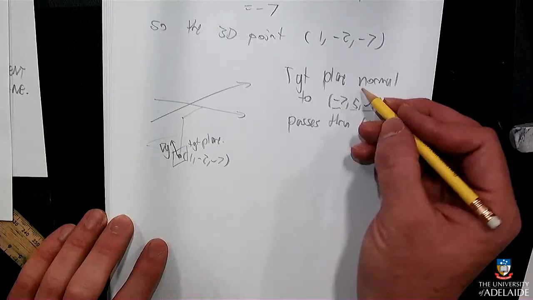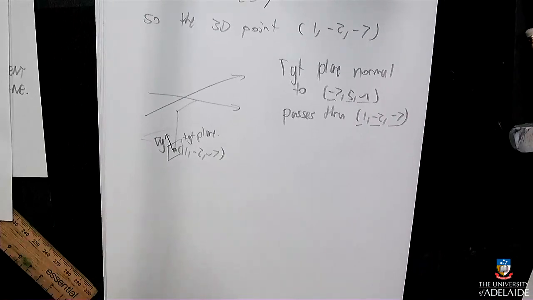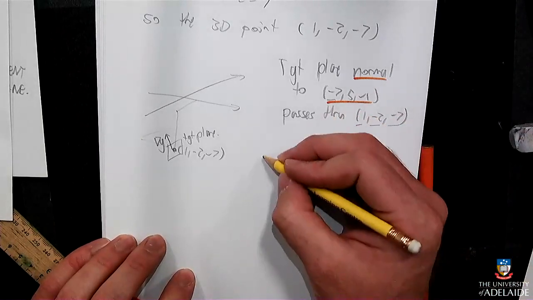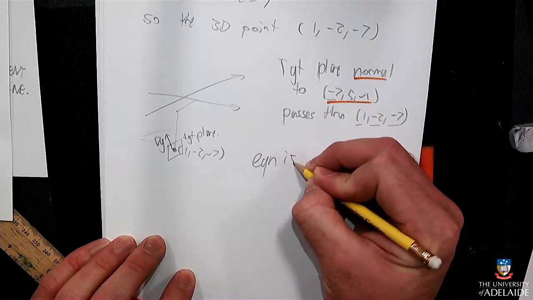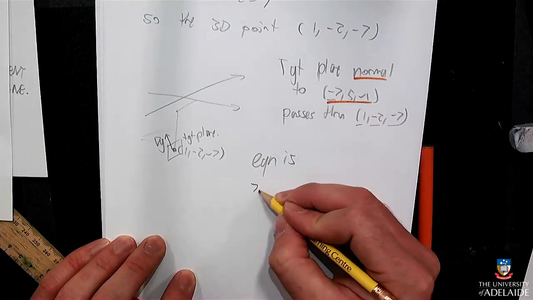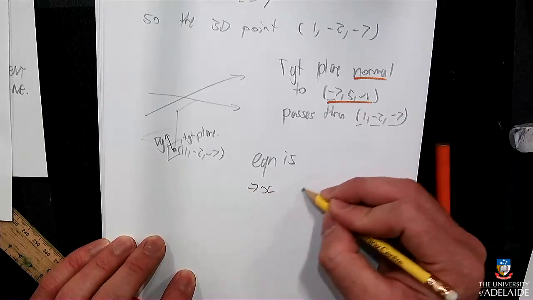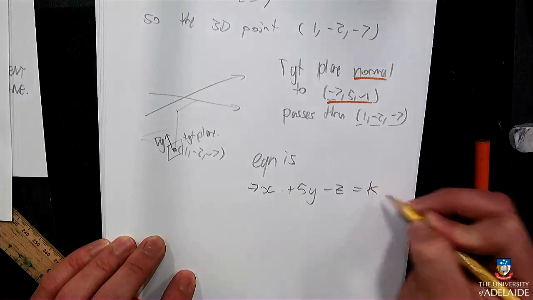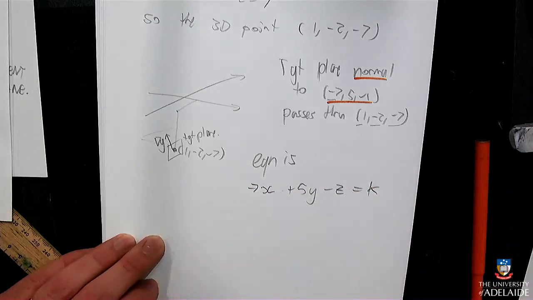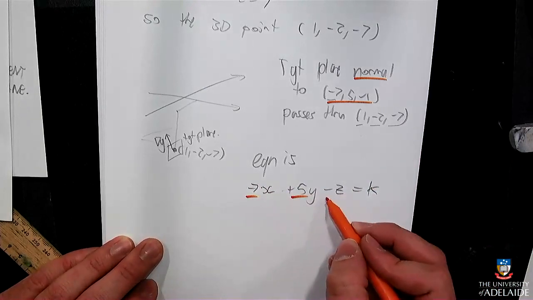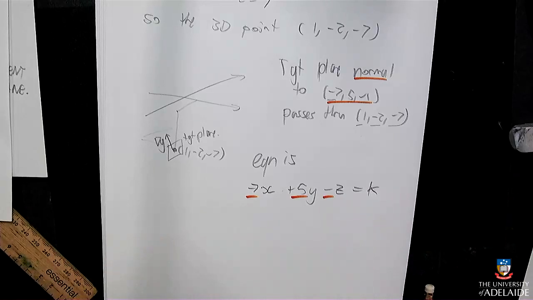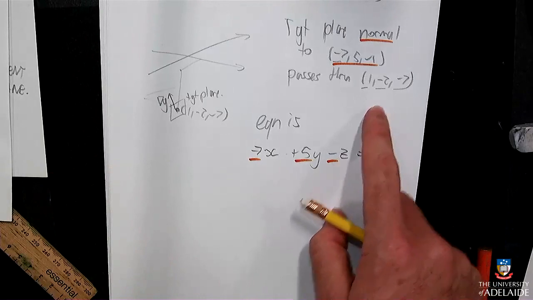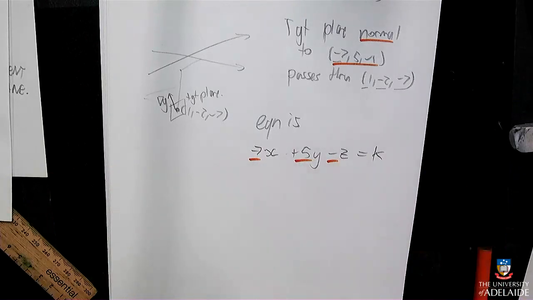If it's normal to this, then the equation is going to be negative 7x plus 5y minus z equals something, because of this from the normal. And I know that it passes through this point, so I can sub that in and it'll tell me what k is.